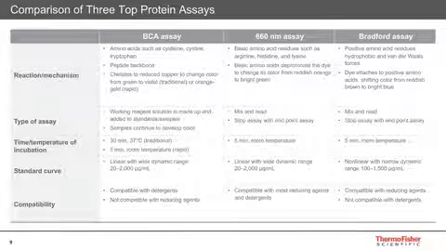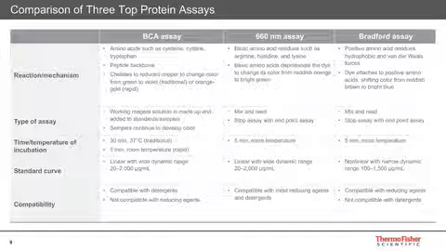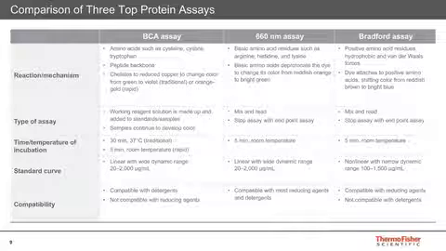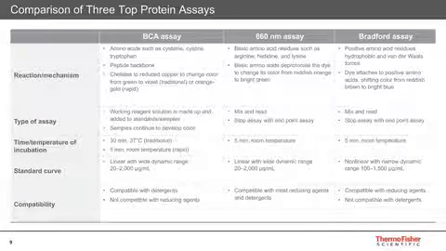However, to offset this problem, we have a product called the reducing agent compatible BCA assay, where you can use reducing agents in your sample up to a certain compatible concentration. Our 660 nanometer assay is the most compatible assay compared to any other assay, and it is compatible with both reducing agents and detergents.